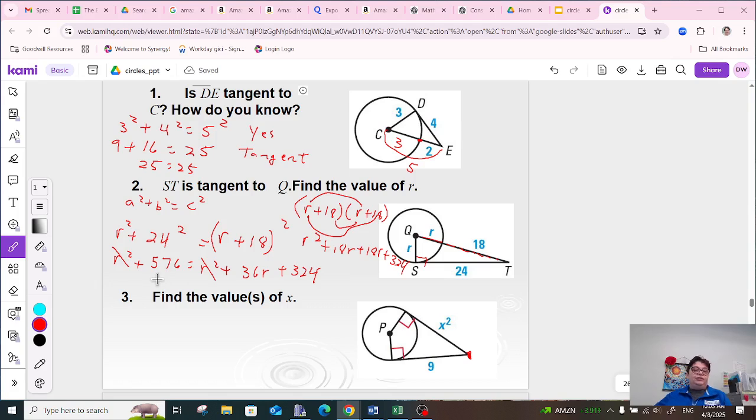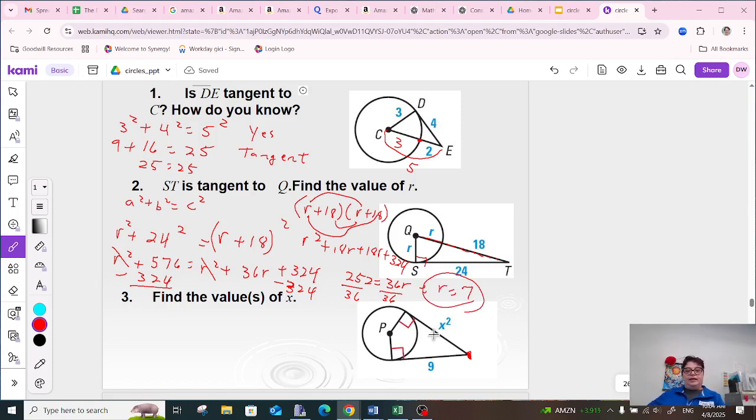So now it's just a two-step equation. You subtract 324 from both sides. When I subtract that, what do I get? 252 has to equal 36R. You divide by 36, and R is equal to 7.